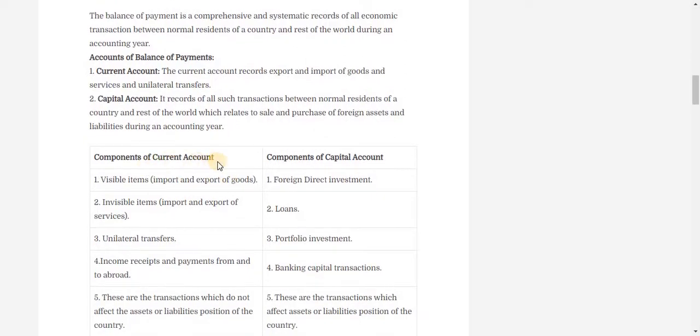Components of current account: 1. Visible items, that is, import and export of goods. 2. Invisible items, that is, import and export of services. 3. Unilateral transfers. 4. Income receipts and payments from and to abroad. Components of capital account: foreign direct investment, loans, portfolio investment, and banking capital transactions.